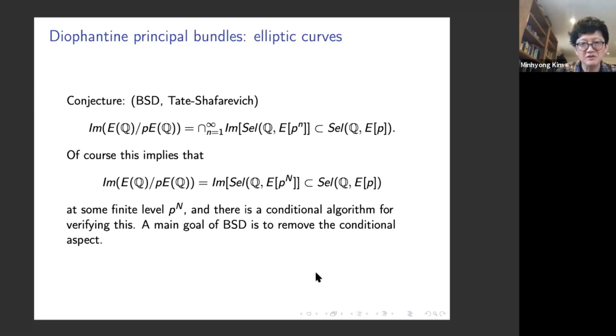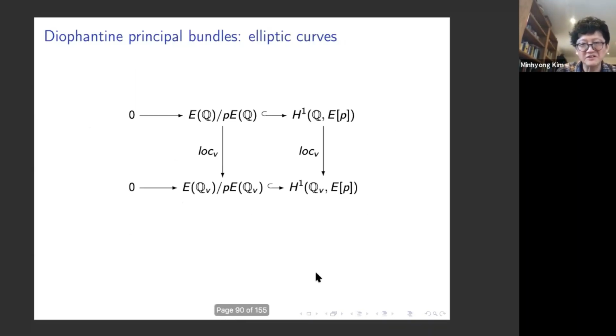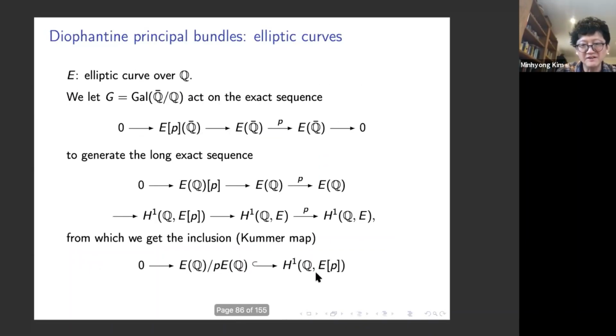So I didn't tell you, if you go back to this exact sequence, what the co-kernel of this map is. The co-kernel of this inclusion is the P part of the Tate-Shafarevich group. And that's true for every level. And so the conjecture is that the Tate-Shafarevich group is actually finite.